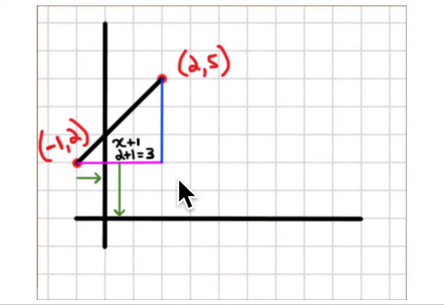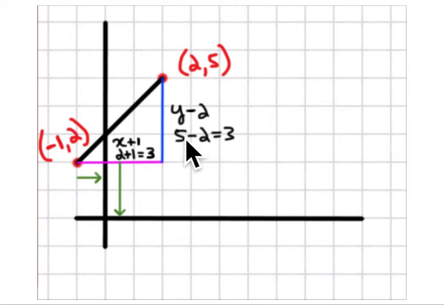So you have to add the 1 unit here and subtract the 2 units here. So the length along the horizontal axis is x plus 1. In this case, this is an x value of 2. So that length is going to be 2 plus this 1 unit equals 3. And the y value is going to be whatever the y value is minus these 2 units. So that's 5 minus these 2 equals 3.